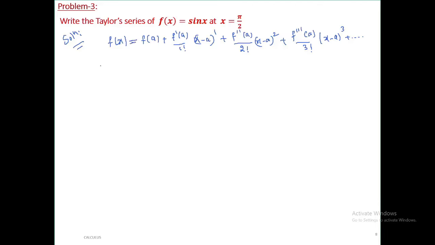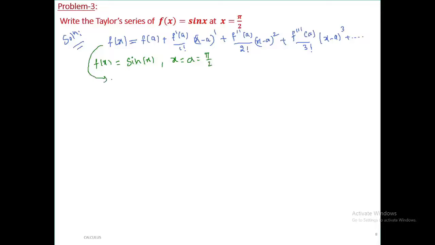Yeah. Now here what is given to us? F of x is sin x. And what is given? X is equal to a, pi by 2. That means a is equal to pi by 2. So a value is pi by 2. Now find out all the unknowns here.